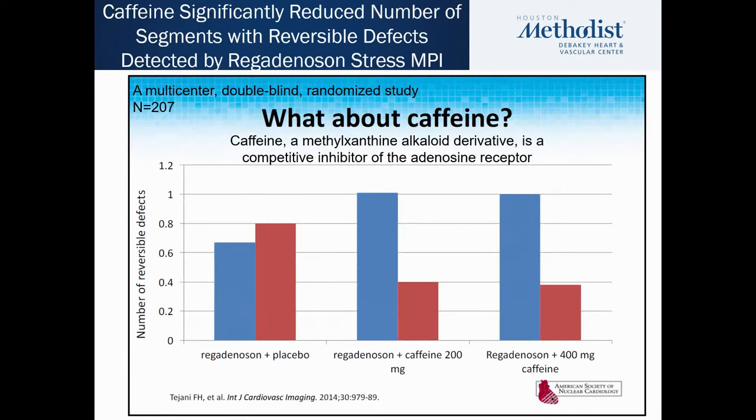A common question we frequently get is, what about caffeine? As you know, caffeine is a methylxanthine. It competes with adenosine, regadenoson, dipyridamole, all these different agents for the adenosine receptor. And what's important to note is this was a nice study that answered that question.